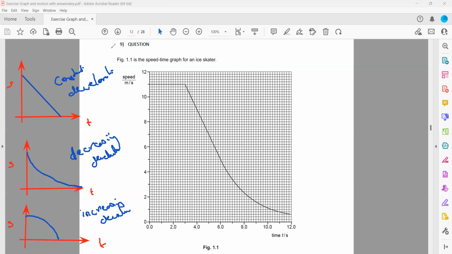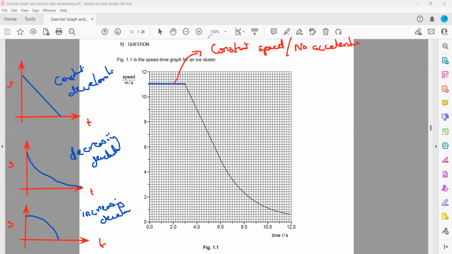First, it's a horizontal line here, till this point. If it is a horizontal line, what can we say about the motion of the object? Constant speed. So we can say it has a constant speed, or we can also say it has no acceleration, or zero acceleration. That's the first part.